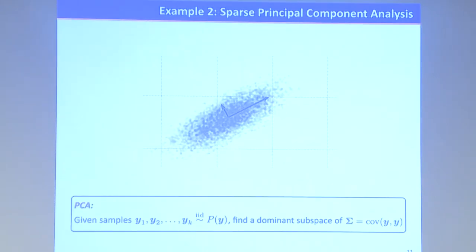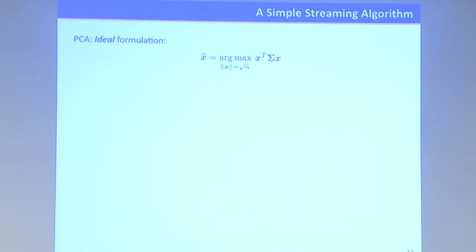All right. Now, the second example we're going to consider is so-called sparse PCA. The setting is very simple. We're given a sequence of samples drawn from a high-dimensional distribution. And given these samples, we want to find the leading eigenspace of the covariance matrix of the distribution. How do we solve the PCA problem? This is the ideal formulation. If we have Sigma, the covariance matrix, then the leading eigenvector is defined in this way.